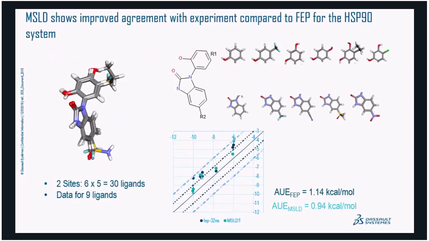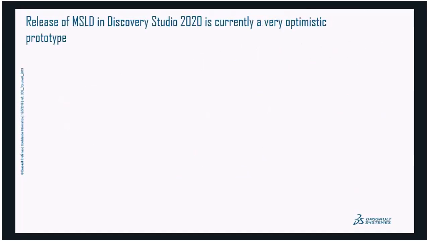So I mentioned that it can show equivalent or even improved results to free energy perturbation. Some of the validation that we've done has been on the HSP90, which is the heat shock protein 90 system, where essentially you have two sites, and then substituents at each one of those sites. And then we have data for a few of those ligands, and when you look at the actual uncertainty from FEP to MSRD, you see you have a lower uncertainty estimate for MSRD. So it has at least some minor improvement in the agreement with experiment for MSRD.